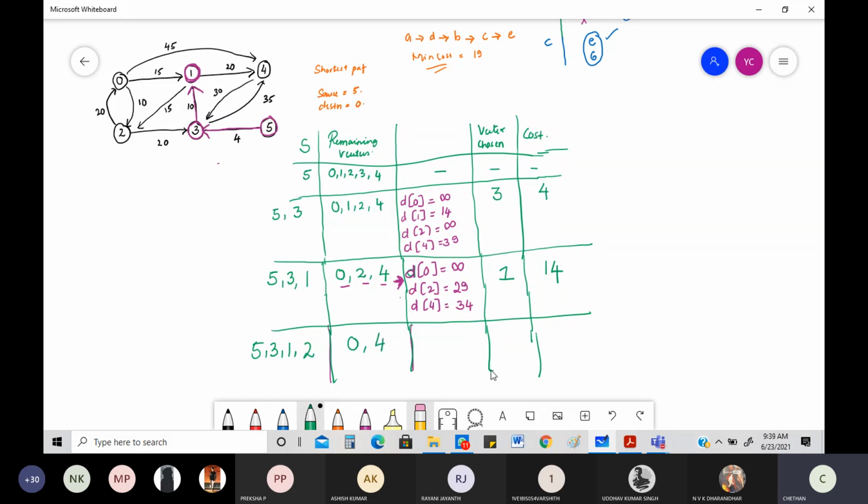29. You can see here the minimum cost was 14. That came in the next step. Here it was 29. That came in the next step. There's a cyclic way of doing it. Okay, that you got to keep in mind.